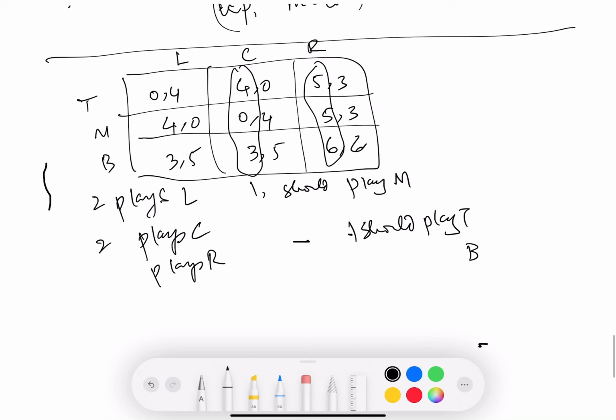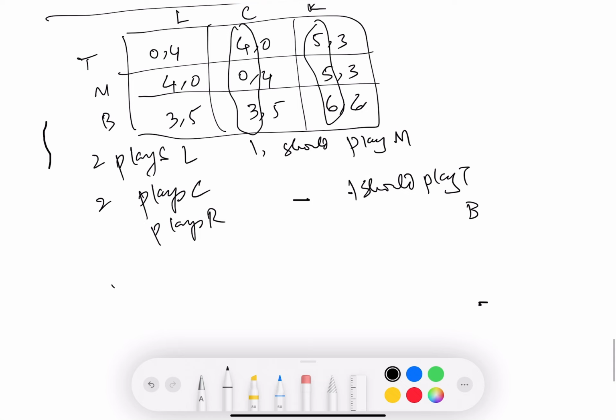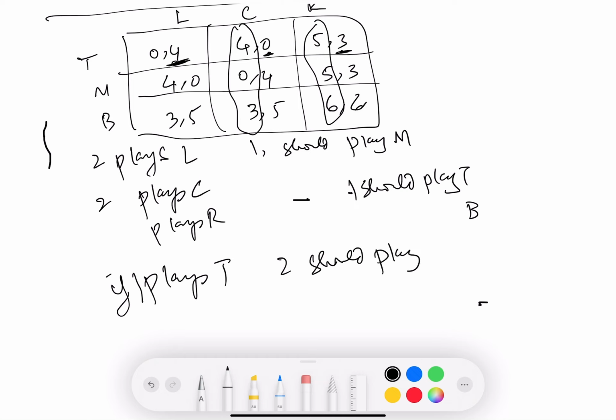What about from 2's point of view? 2 is thinking, if 1 plays T now, right? If 1 plays T, what should 2 do? Well, 4 is greater than 0 and 4 is greater than 3. So if 1 plays T, 2 should play L, right?